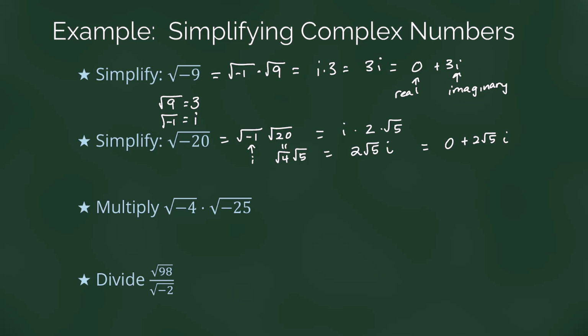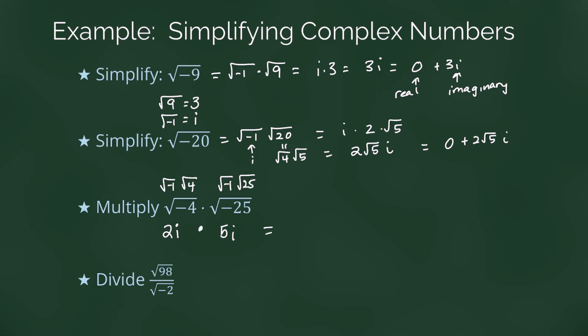Here we have the square root of -4 times the square root of -25. When we have two negatives inside the square roots, we cannot just multiply this and get the square root of 100. Let's take a look at why. The square root of -4 we can rewrite as 2 times i. That's because this is the same as the square root of -1 and the square root of 4, which gives us 2i. Similarly, the square root of -25 is 5 times i, because this is the square root of -1 times the square root of 25, which is 5 and i.